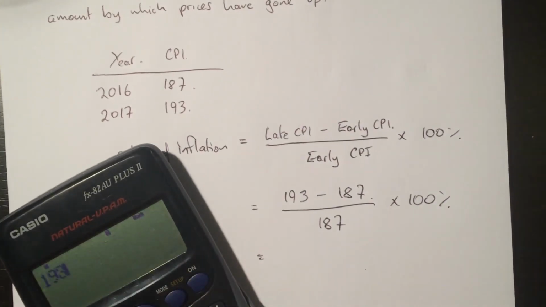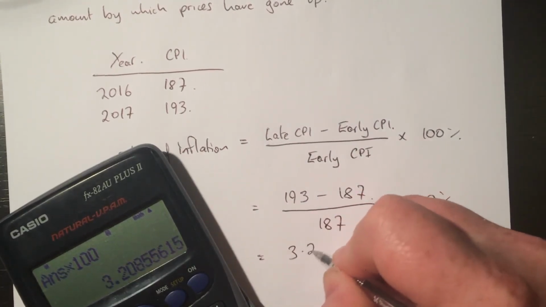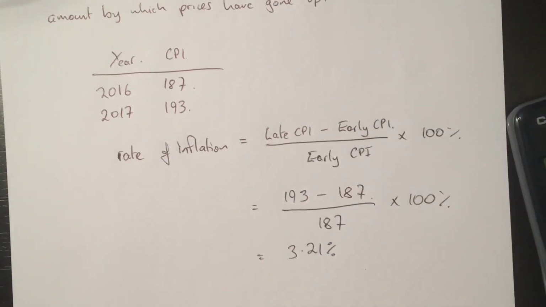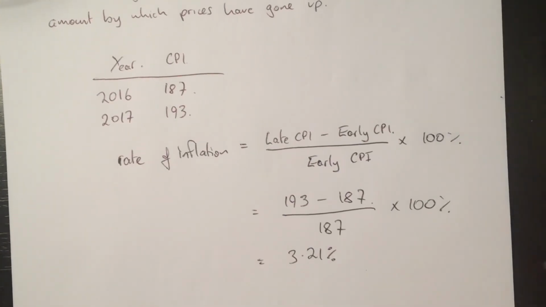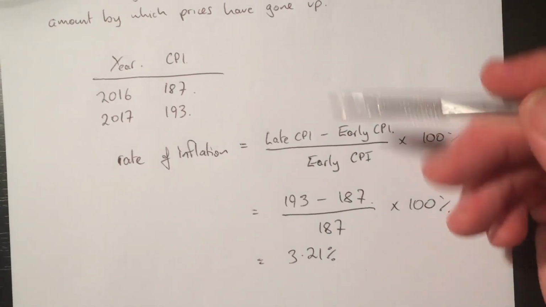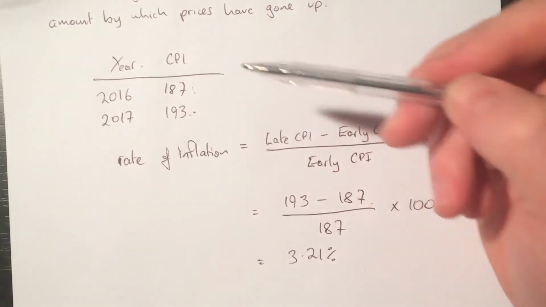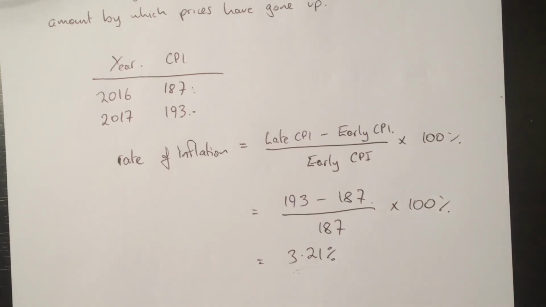So what we'll get there is 193 minus 187, and then we'll divide that by 187, multiply by 100, and we get 3.21%. So what these consumer price index numbers tell us, if these were the numbers, would be that over the course of this 12-month period, the rate of inflation was 3.21%. And we could then use that rate of inflation to calculate how much the price of goods and services have gone up by. And that's the consumer price index.